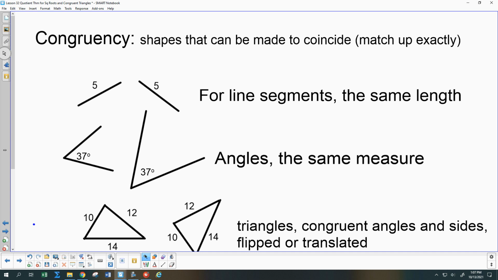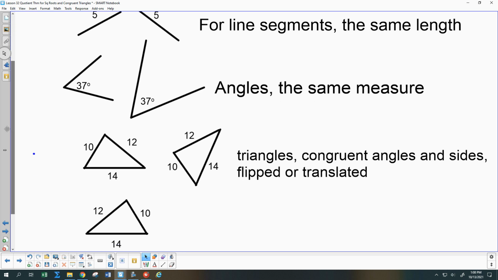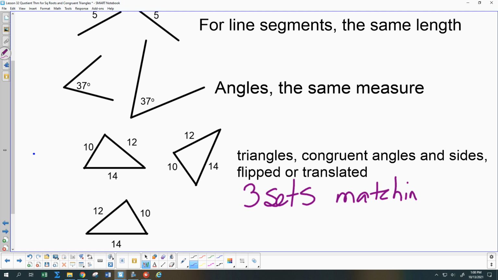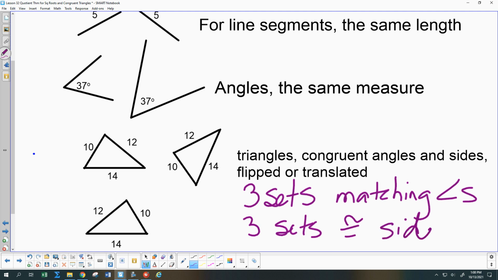Triangles, which is what we'll focus on today, can be matched up so that we've got 3 sets of matching angles. And we have 3 sets of congruent sides. Pretty easy to see on here. We've got matching sides that are 14. We've got matching sides that are 10. We've got matching sides that are 12. I can also match them up so the angles are exactly the same.